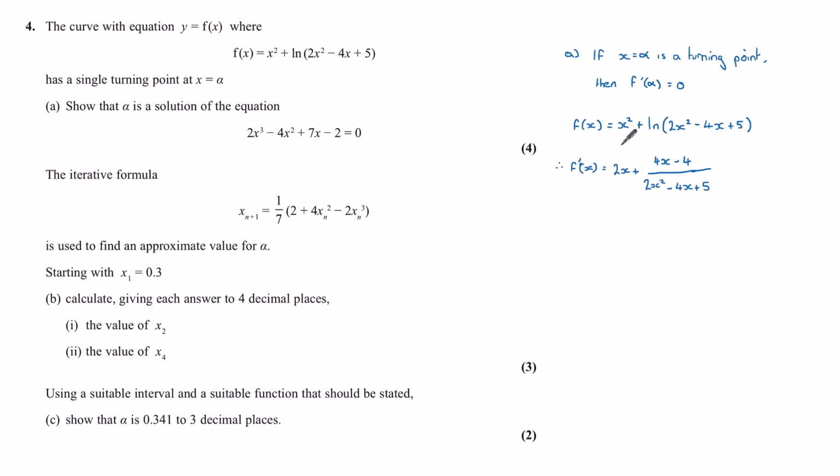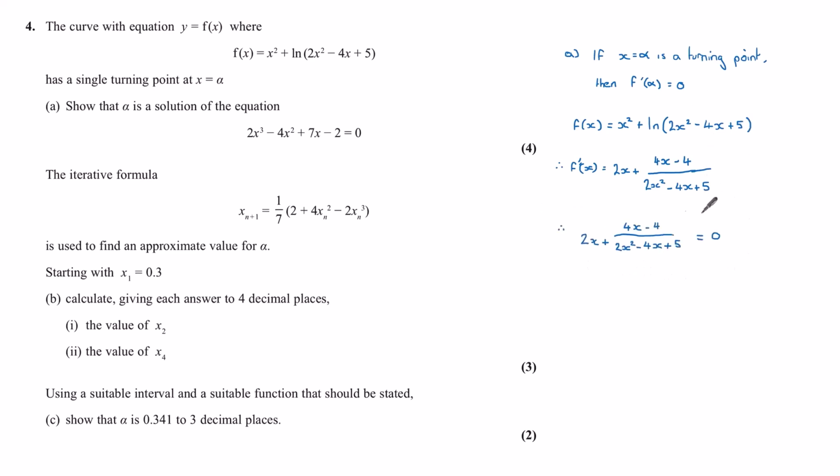Now when we differentiate x squared, of course we multiply by the power and then subtract 1 from the power, so this becomes 2x. When we differentiate natural log of x, we actually get 1 over x. So in this case that's 1 over 2x squared minus 4x plus 5. But given our chain rule, we need to multiply it by the derivative of this component. 2x squared differentiates to 4x, and minus 4x differentiates to minus 4. So this is our gradient function, 2x plus (4x minus 4) over (2x squared minus 4x plus 5). Let's put that equal to 0.